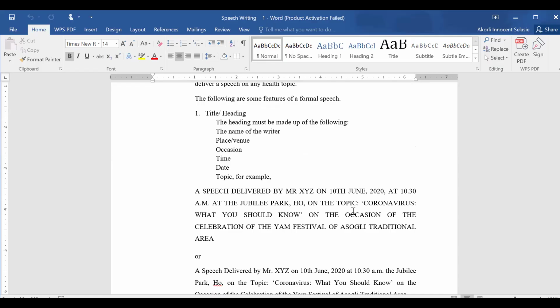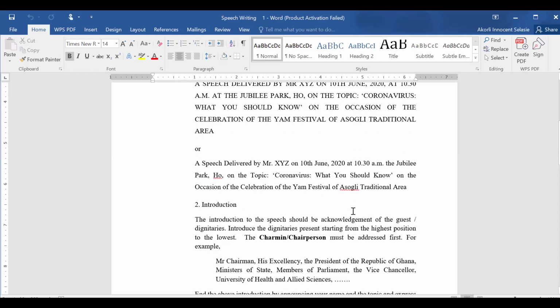the Yam Festival of the Asogli traditional area, or a speech delivered by Mr. XYZ on 10th June 2020 at 10 a.m. at the Jubilee Park, Ho, on the topic coronavirus, what you should know, on the occasion of the celebration of the Yam Festival of Asogli traditional area.